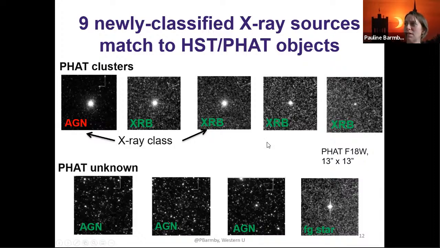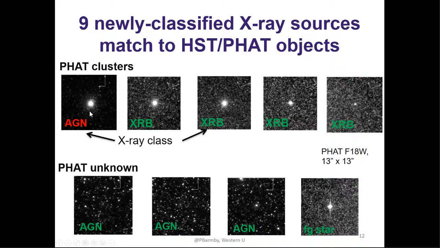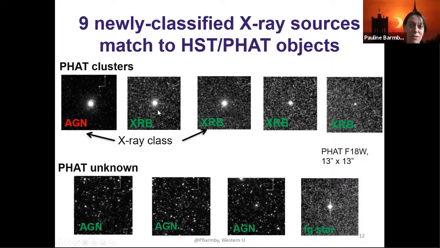And what you can see in the top row is that five of our new X-ray binary candidates match to things that look like star clusters in the Hubble imaging. Four of our X-ray binary things match to things that look like star clusters. One of our AGN candidates matched to something that looks like a star cluster. That's pretty good because we expect that X-ray binaries should live in star clusters. We don't really expect AGN to live in star clusters, but you know, you can't win them all.